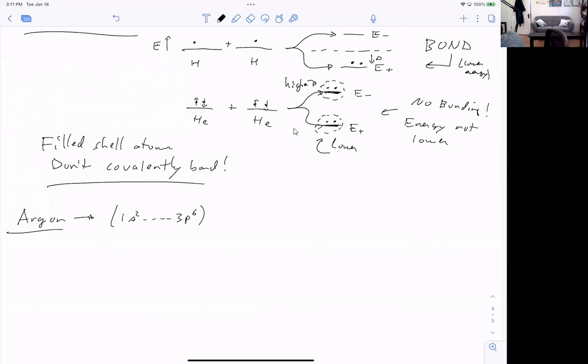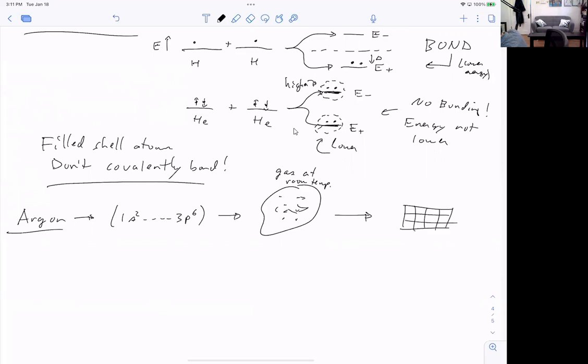Then if I take a bunch of argon, in a gas, it's a gas at room temperature. But if I freeze it, make it really cold, it forms a crystal. They form a crystal, not a square lattice. It's a different kind of lattice, but whatever. It's a crystal at very low temperatures. I forget what temperature, 20 degrees Kelvin, but it's a crystal at very low temperature.